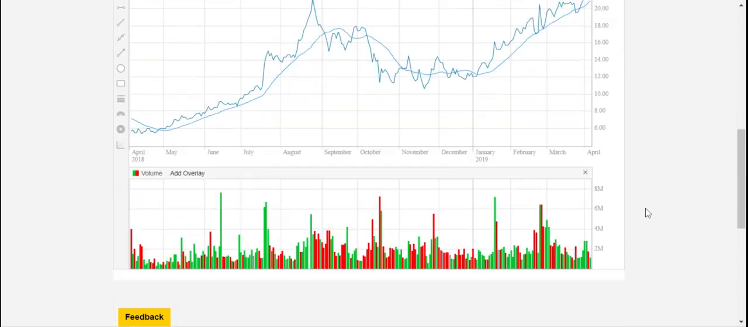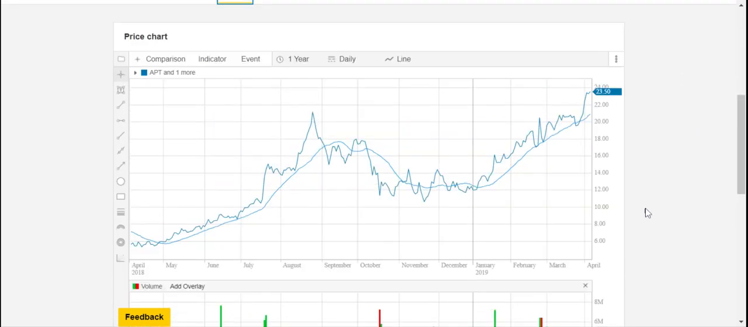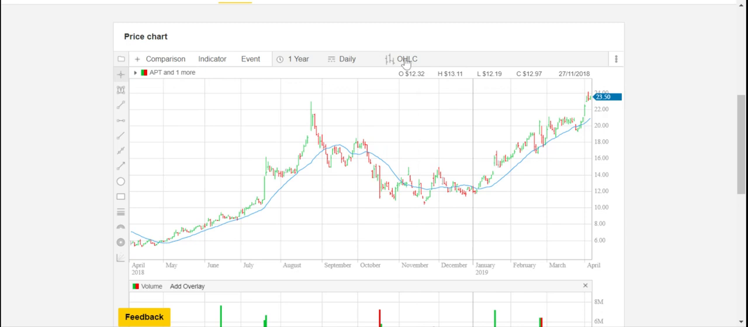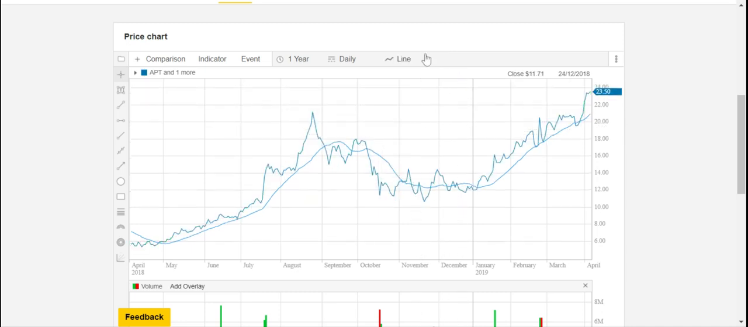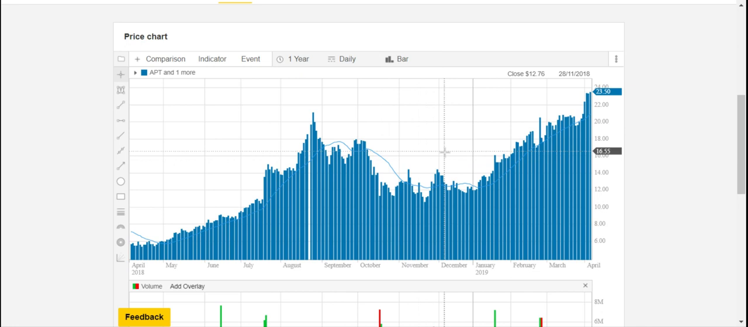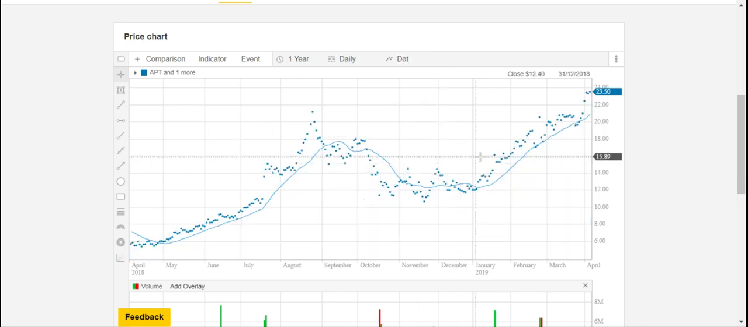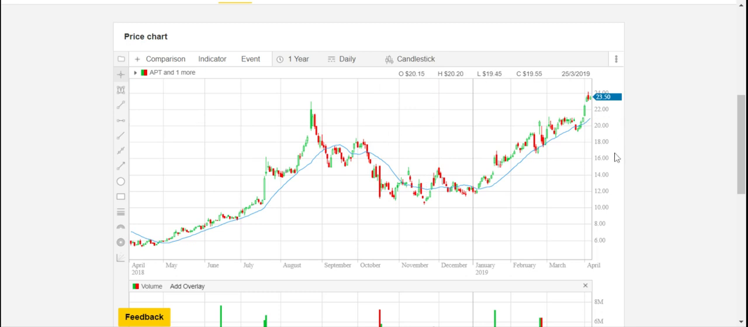So you can see here, it's a very, very basic chart. What I can do is change it from a line chart to an area, open, high, low, close, high, low, close, candlesticks, line, bar, and dot. And so we'll go back to, say, candlesticks, just because that's what most people like having a look at.